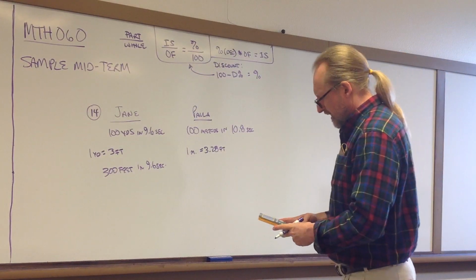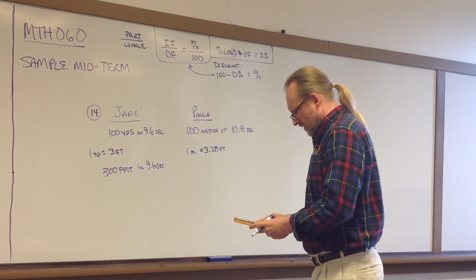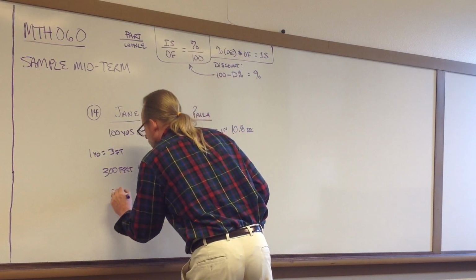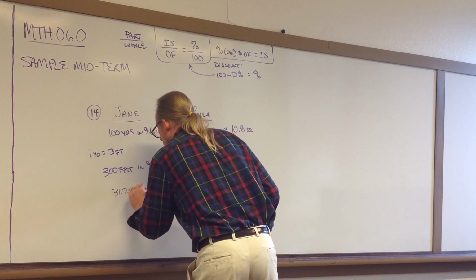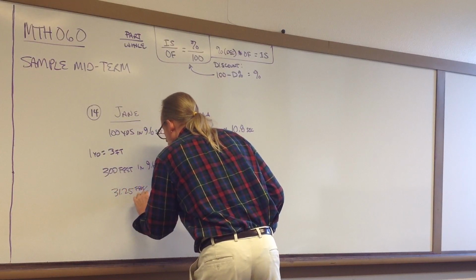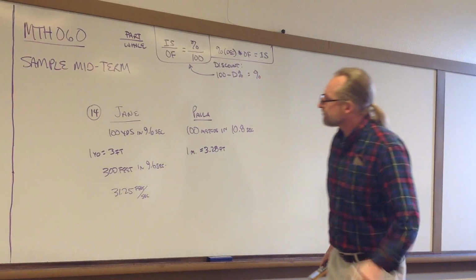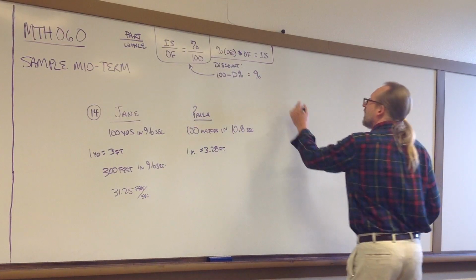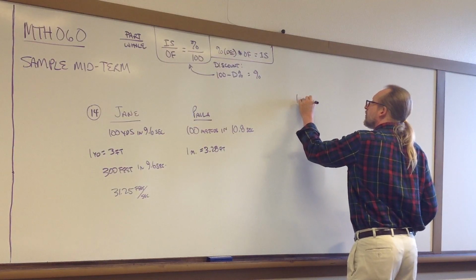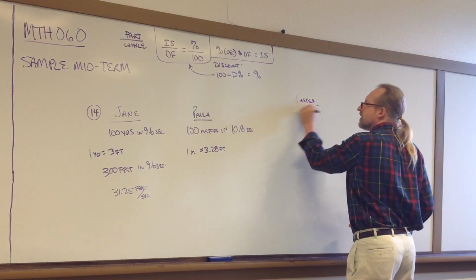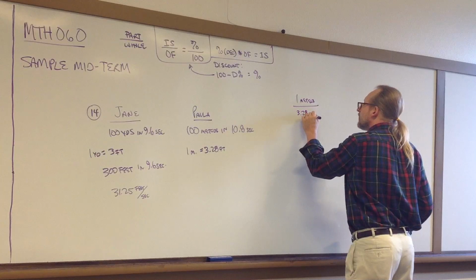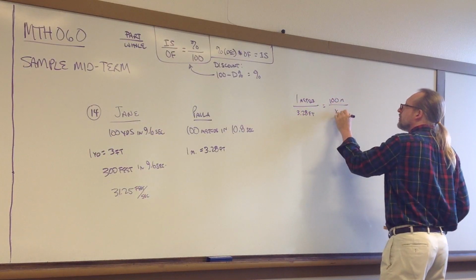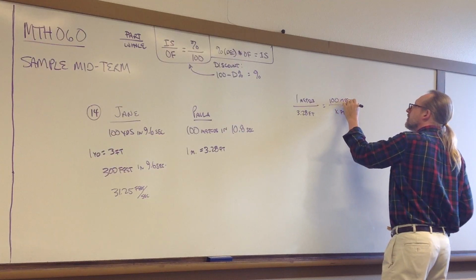300 divided by 9.6. And so that's going to be 31.25 feet per second. Right? Now over here, I'll go ahead and make a proportion. 1 meter is 3.28 feet. So 100 meters would be X feet.